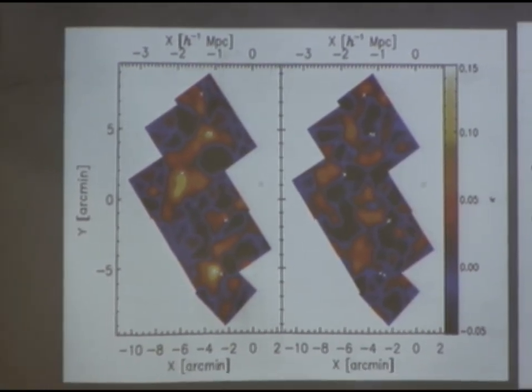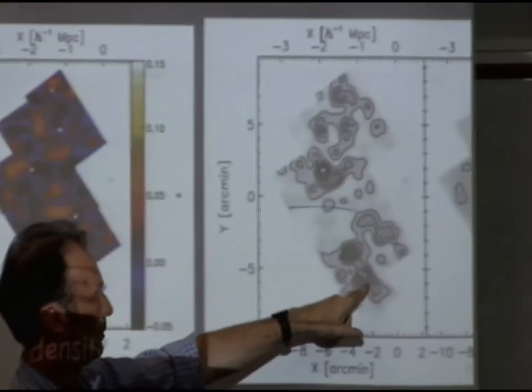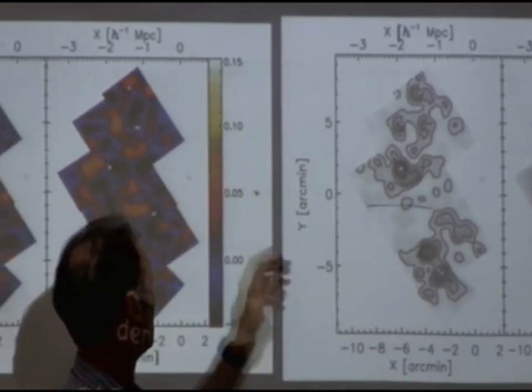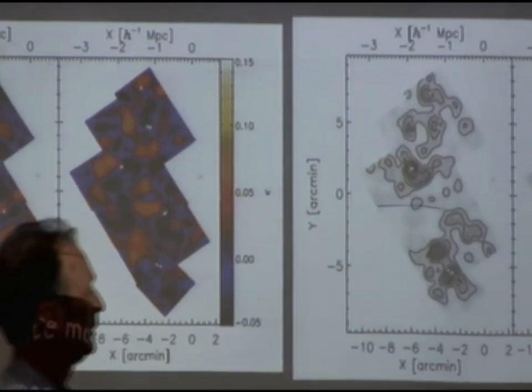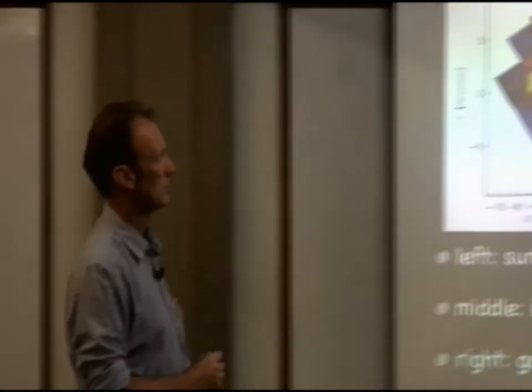On the right here, you have the distribution of galaxies. So this is simply the light of the galaxies smoothed to the same resolution as we have here. And you see the same clumps in the light distribution as you see in the mass distribution.